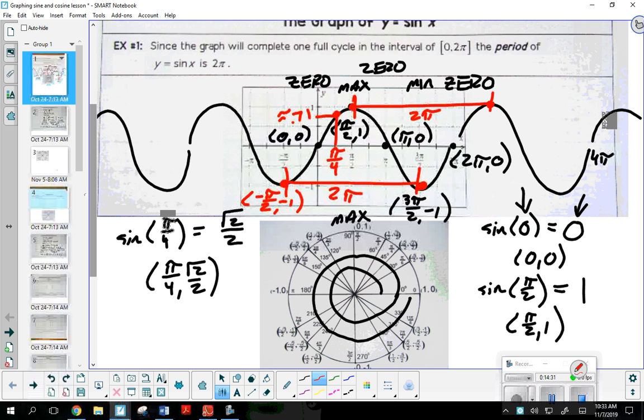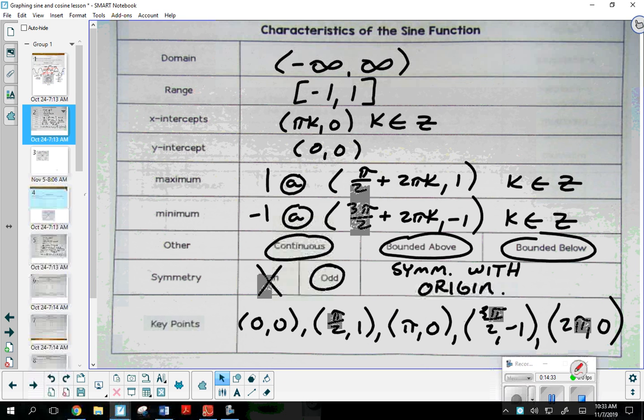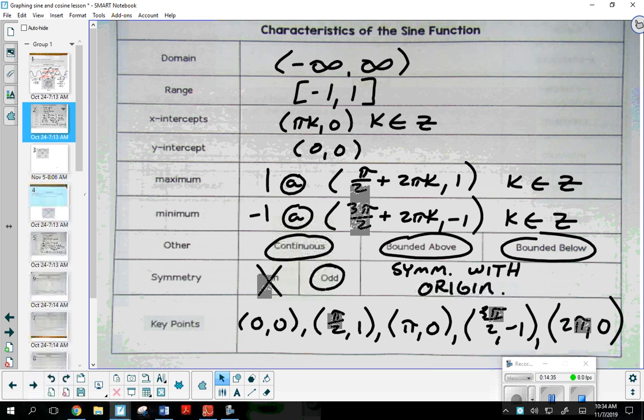Okay. Now, I know that some people the other day were kind of confused by the notation that I had here, so let me see if I can help you out. Look at the x-intercepts. You see how it says pi times k comma 0? What that's telling you is that you're going to have an x-intercept in multiples of pi. So what is an integer?